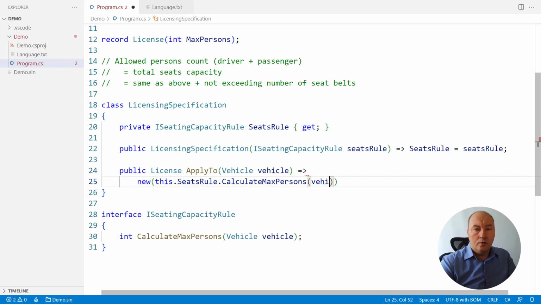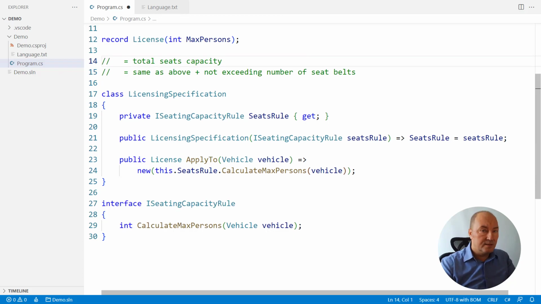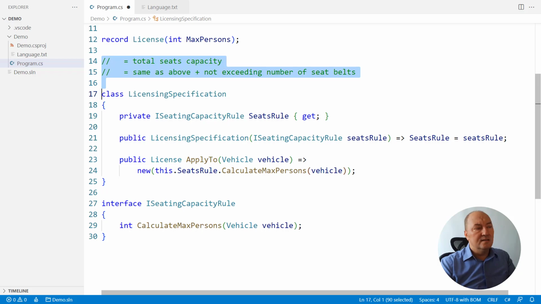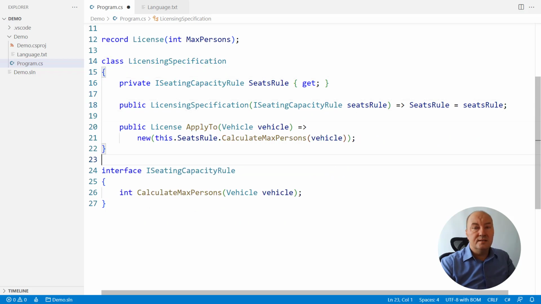As of now, it will only calculate the number of allowed persons by delegating to the rule. And that dismisses this request. There are two requests left, and we will implement them by introducing two distinct classes.